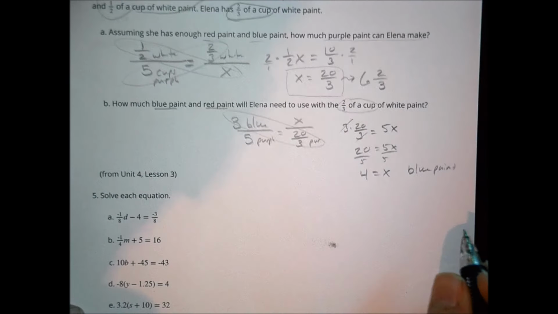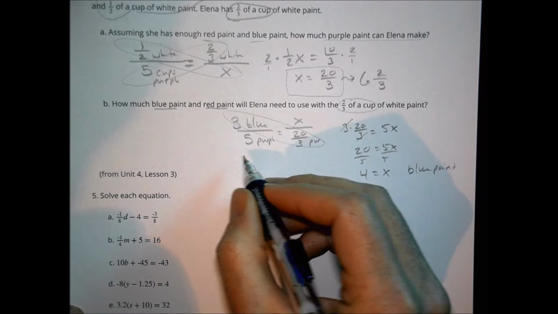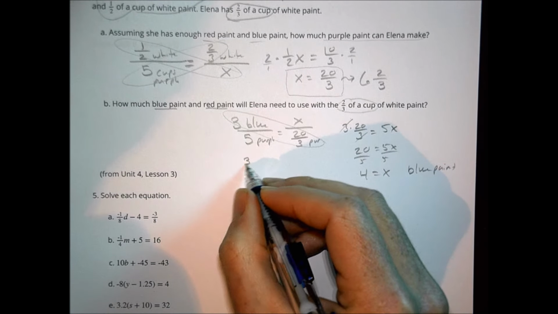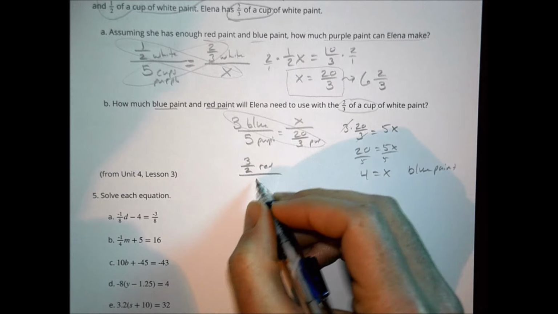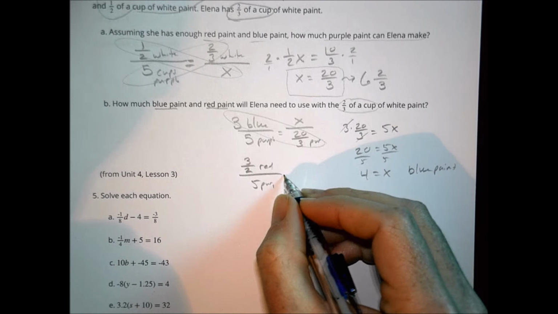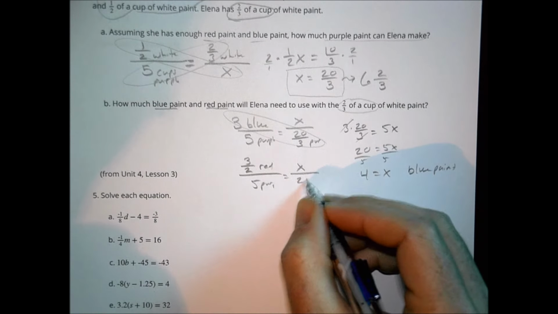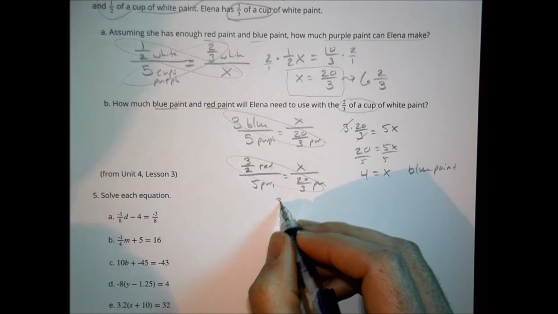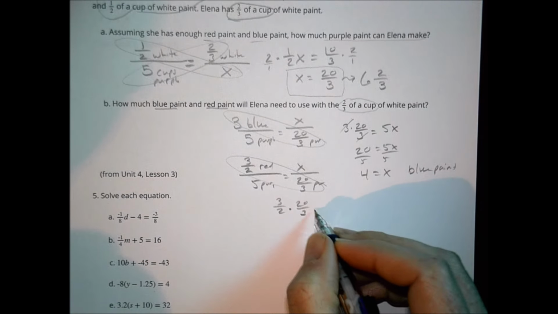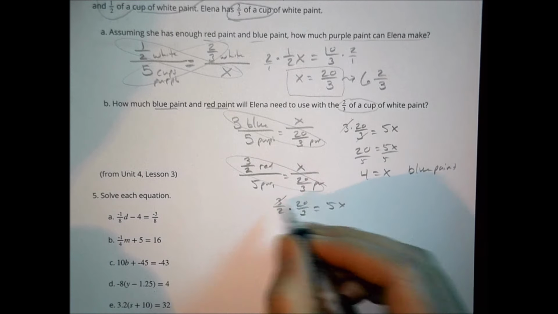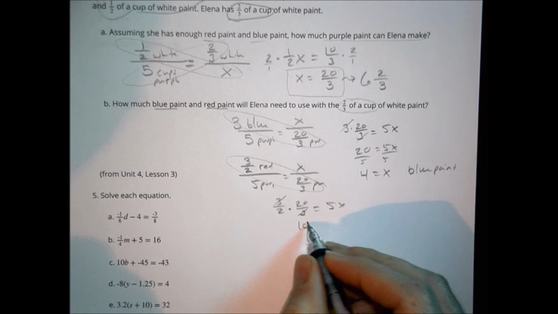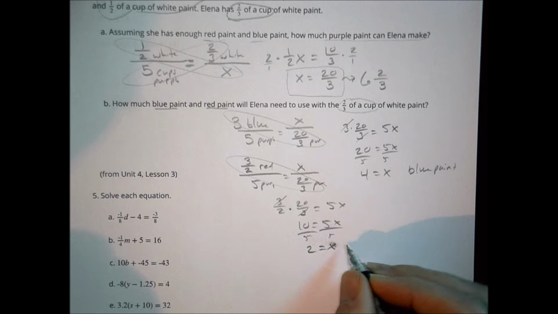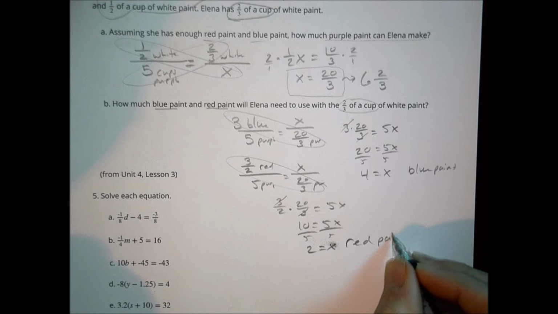And then when it comes to the red paint, same idea. The red paint, we know that she had 1.5 cups of red. So that's 3 over 2 red compared to 5 purple. And that's equal to, I don't know how much red, over 20 over 3 purple. So again, cross multiplying, we have 3 over 2 times 20 over 3 equals 5x. The 3's cancel. 20 divided by 2 is 10. So 10 equals 5x. Divide both sides by 5. And 2 equals x, so the amount of red paint that she's going to need.